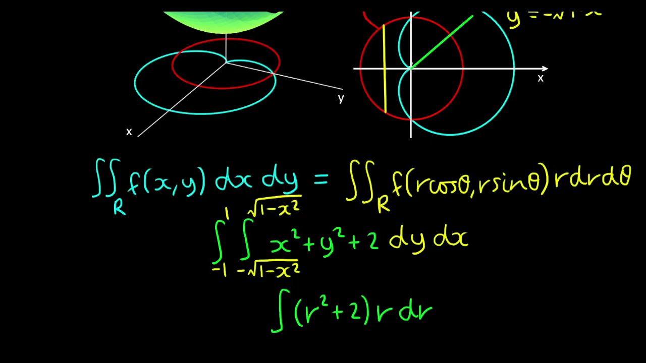So the limits of integration are where the ray enters the region, which is at r equals 0, and exits the region at r equals 1. So note that the polar equation of the circle is constant at r equals 1. And then we integrate from theta equals 0 to theta is equal to 2 pi. And that covers the entire region with these rays.